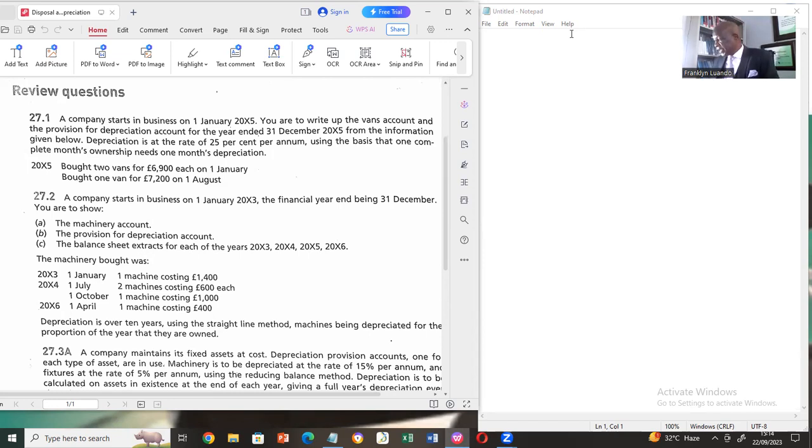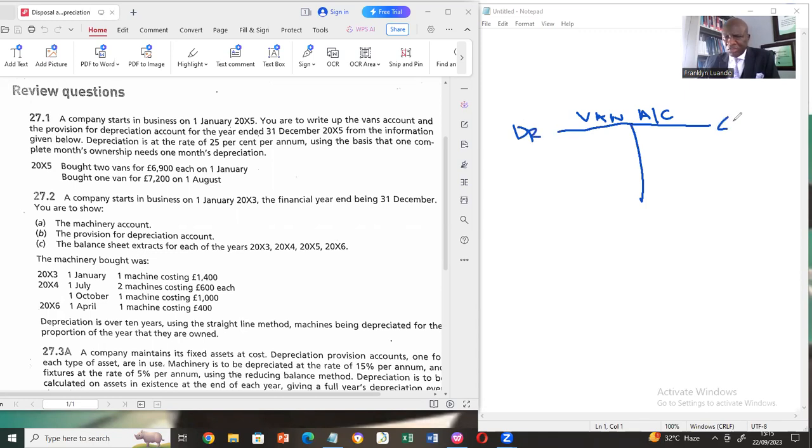So now we can first prepare the van account. The van account, that is the non-current asset account. So please ensure you refer to the series number 1 on the double entry concept so that you are able to understand the van account there.